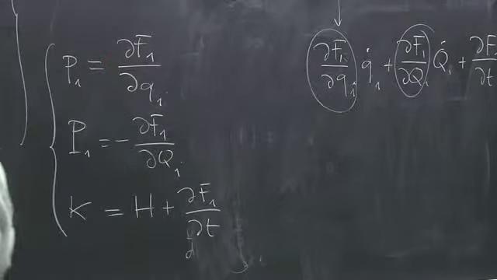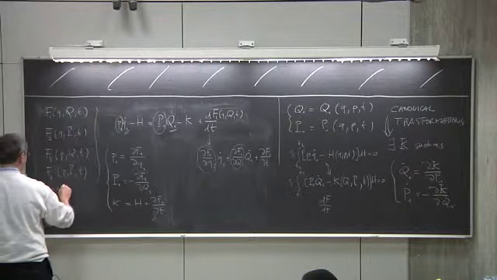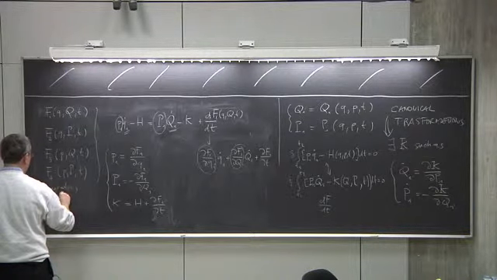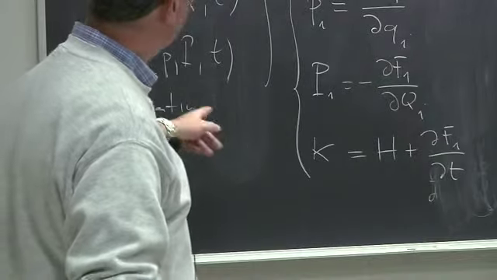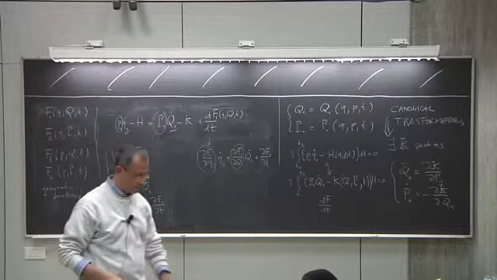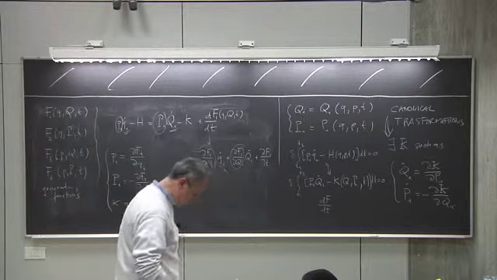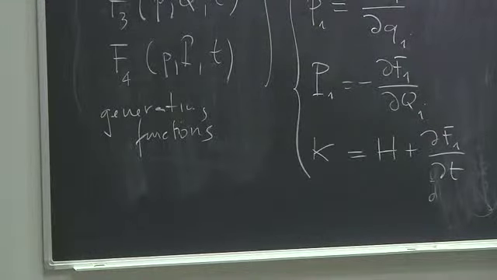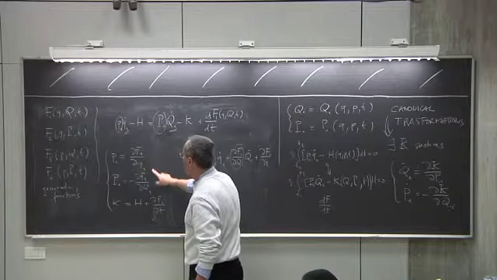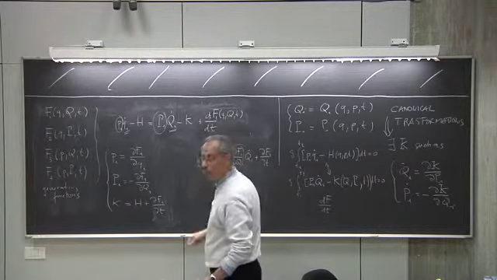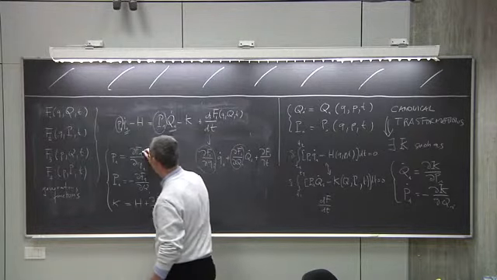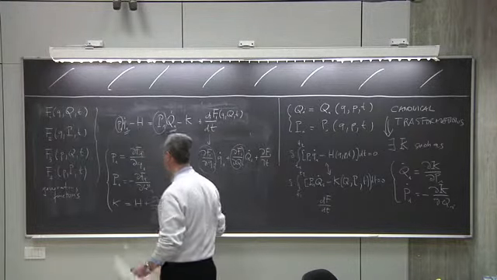By the way, these are called generating functions, for obvious reasons, right? Generating functions because they generate the canonical transformation. And of course, the specific forms of these equations depend on which function you have. So this set is okay for the generating function that I call f1.